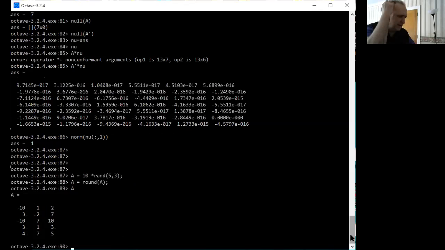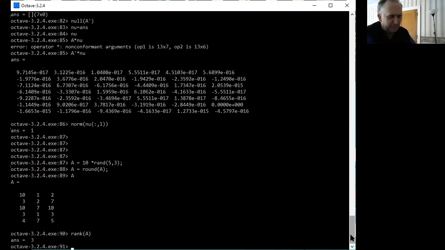Okay, there's your A. Interesting, right? A couple 10s in there and some others. All right, what do you think the rank of A is? Good, 3, right? Makes sense. All right, so now suppose, yes, let's project some vector in R5 onto the column space of A.